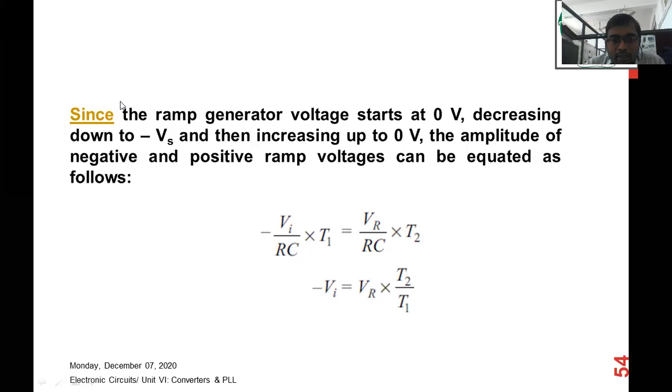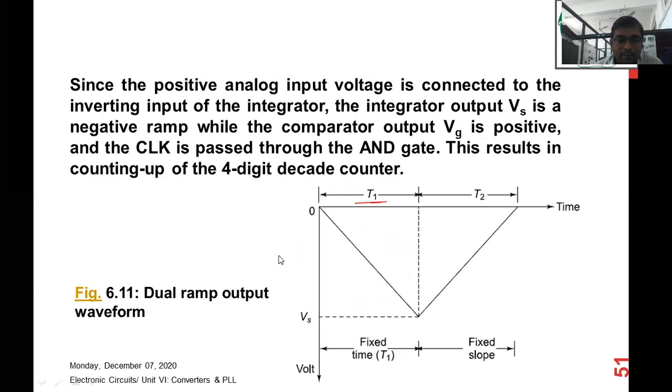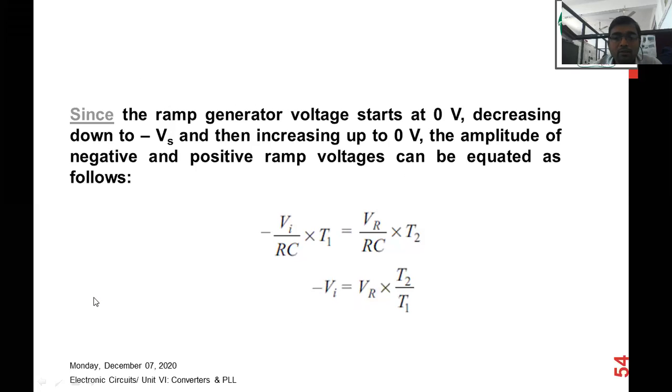So this is the equation. Both the negative and positive ramp are equal. You can see the amplitude of this ramp. Please take a screenshot of this diagram. The amplitude of Vs is the same for the T1 time and the T2 time, as shown here. So the mathematical equation is Vi upon Rc into T1 equal to Vr upon Rc into T2. So minus Vi is equal to Vr into T2 upon T1. This is a very important relationship.